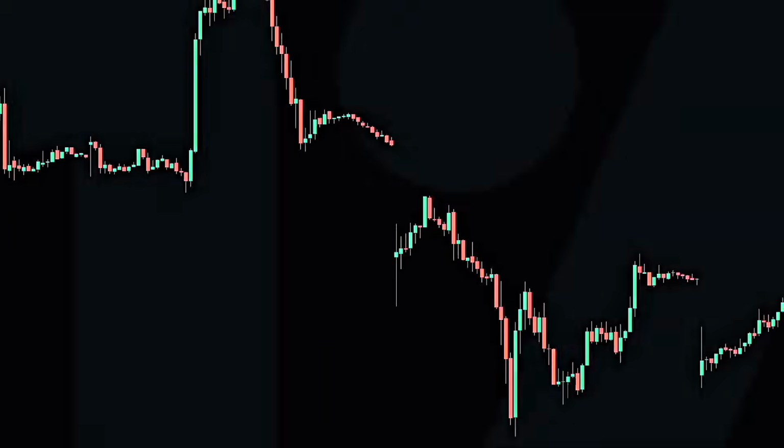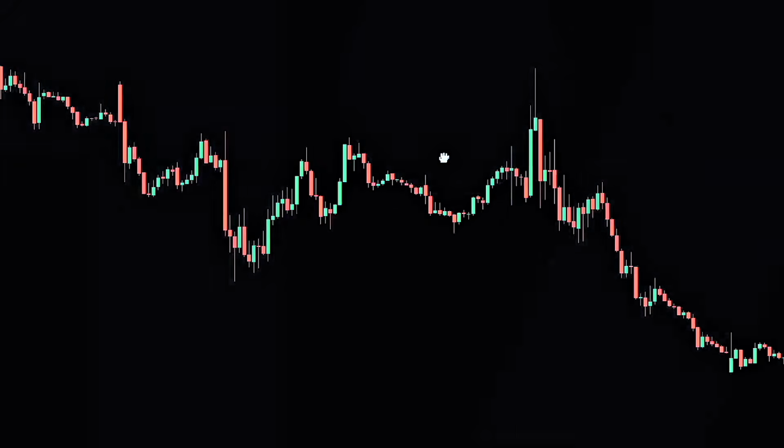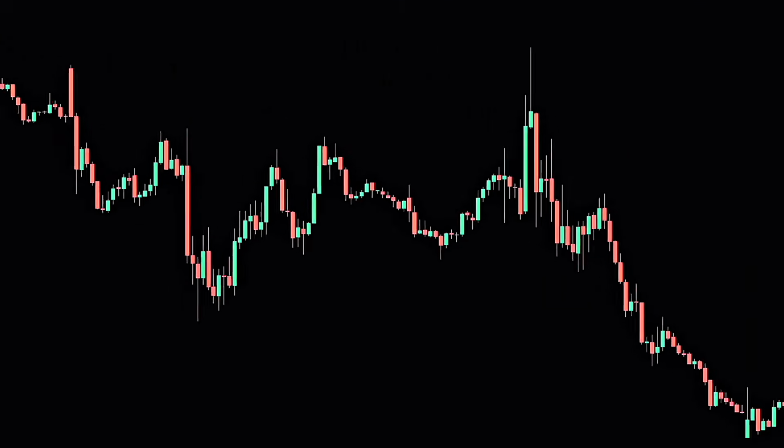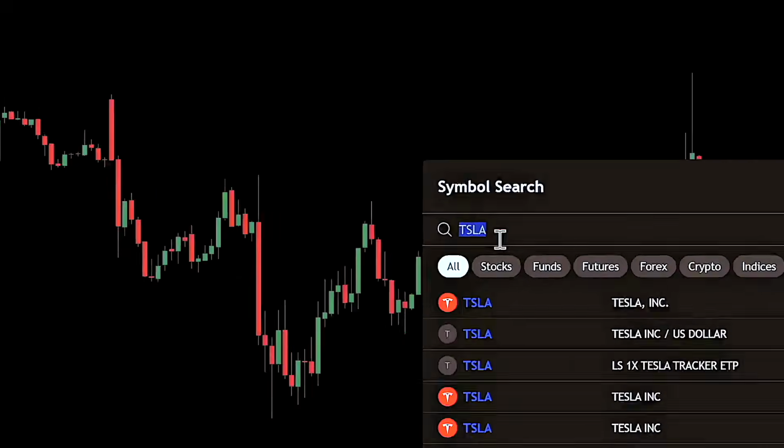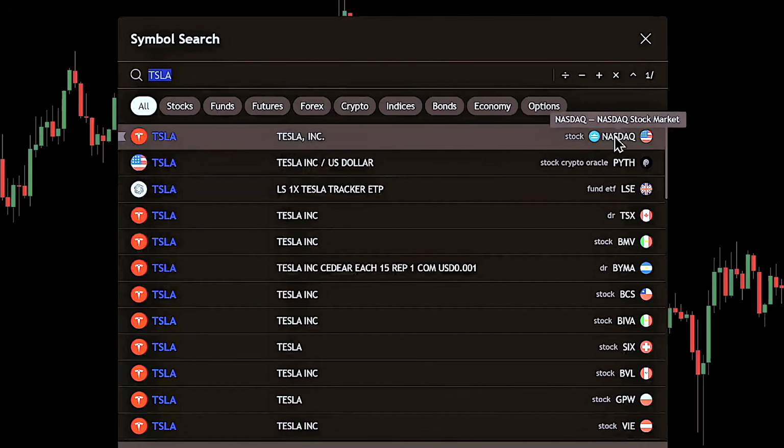Let's get started. To use this indicator, head over to TradingView, the platform I'm using for this demo. If you don't have an account yet, I'll drop a link in the description below so you can sign up. For this example, I'm pulling up Tesla's stock, or TSLA, on the NASDAQ using the 15-minute chart.